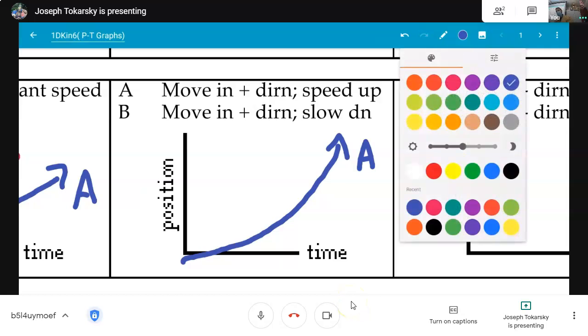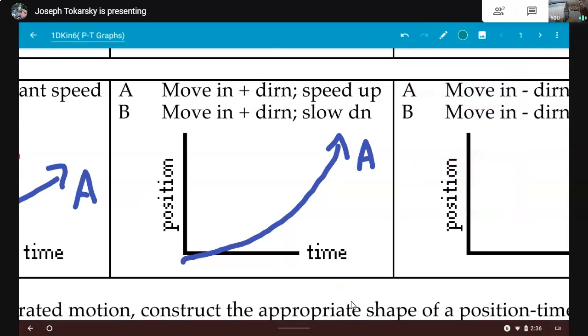Now, how would we draw one? Let me ask you guys. How would we draw one that's still moving in the positive direction, but represents slowing down in the positive direction? It still has to sweep upward. But how would we have to vary that? Right, or in other words, not get steeper, right?